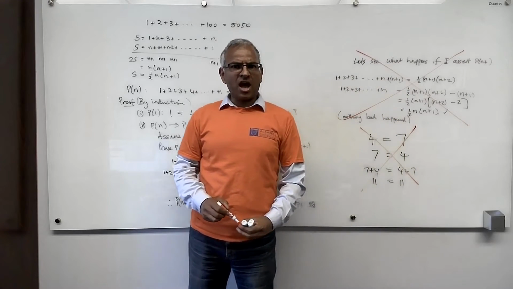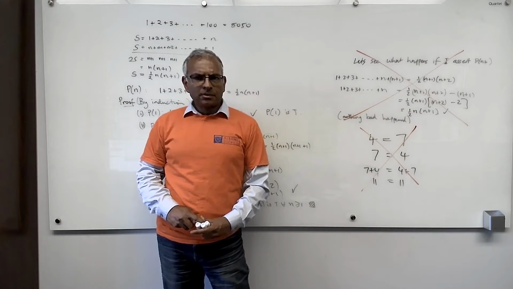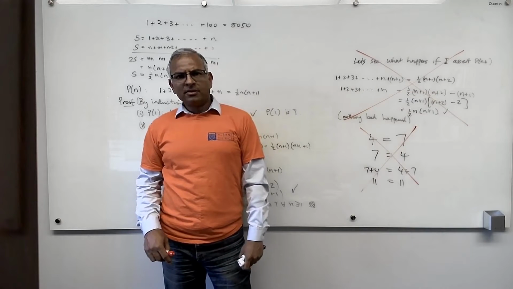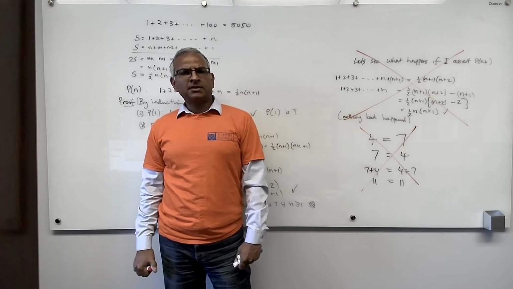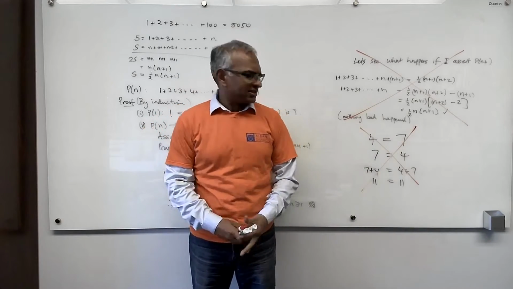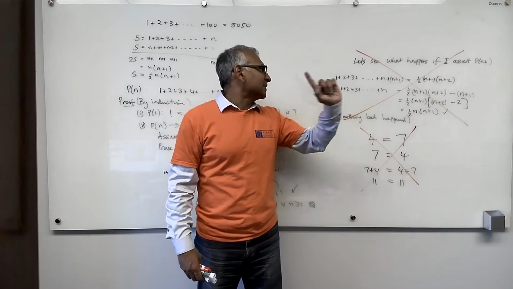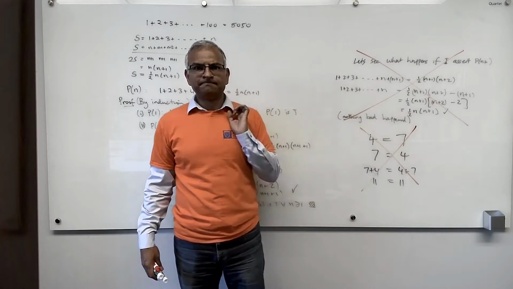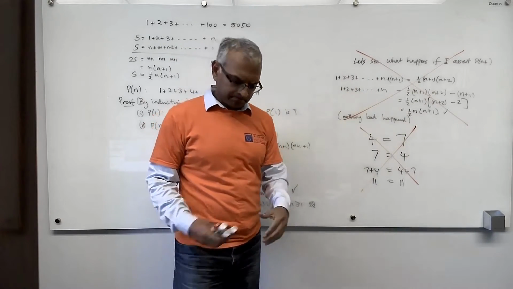You cannot start where you want to prove, and then do real, valid stuff and end up at something that's known to be true, and then therefore claim that where you started is true. It certainly cannot be done here and it cannot be done here. So don't do it. Okay, bad proof.